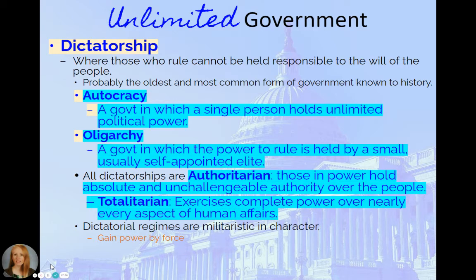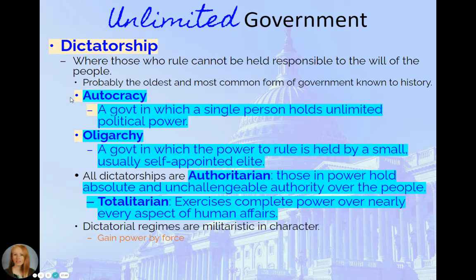Unlimited government. Dictatorship. This is where those who rule cannot be held responsible to the will of the people. Dictatorships are probably the oldest and most common form of government known to history. There are two different types of dictatorships.